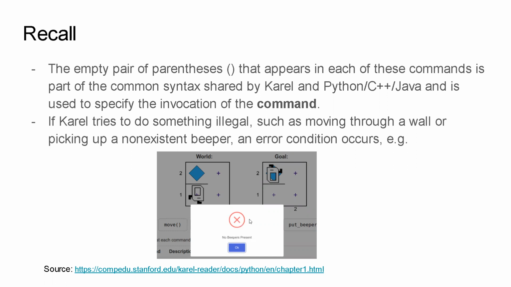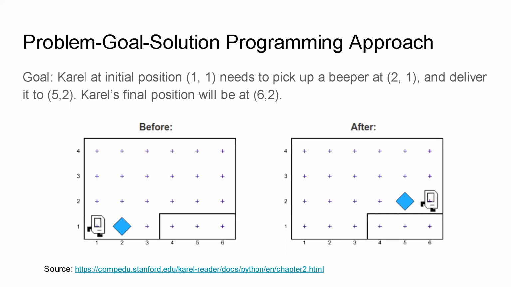Karel will also give you some error, or shall we call it a prompt, if you made a mistake in your sequence of instructions. Karel will tell you that you have made a mistake, such as if Karel tries to do something illegal, like moving through a wall or picking up a non-existent beeper. Karel will inform you about the mistake. This is very nice for beginners who are just starting to code and getting familiar with the concepts of conditional statements and iterations.